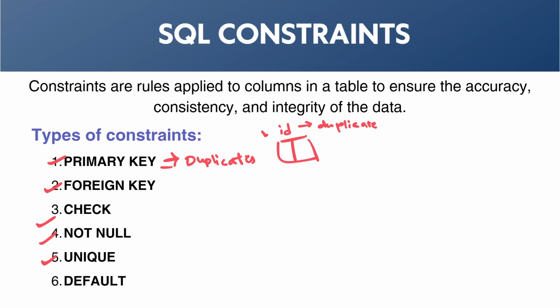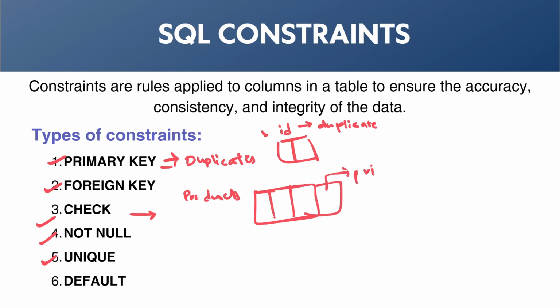Next comes the check constraint. Check constraint ensures that the column meets a specific condition. It's like setting up a rule to keep things in order. Alright, for example, let's say I created a products table. So we have a products table, and this table consists of, let's say, product ID, price, and the customer ID.